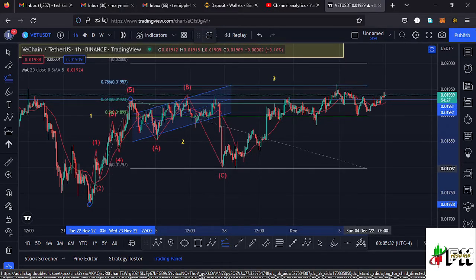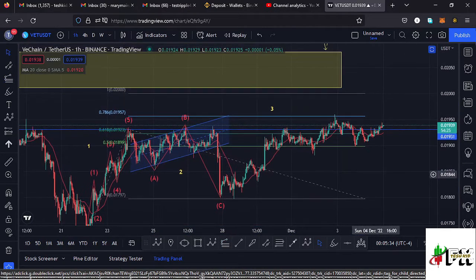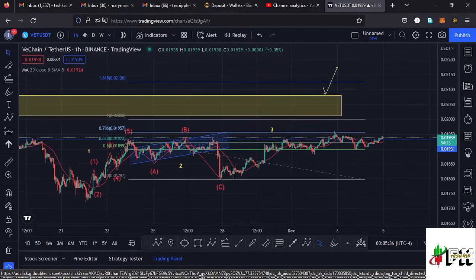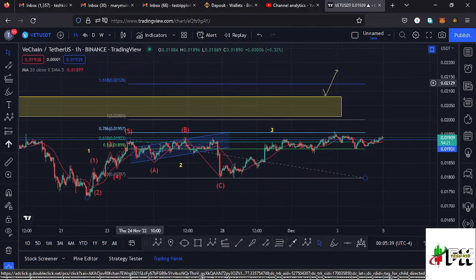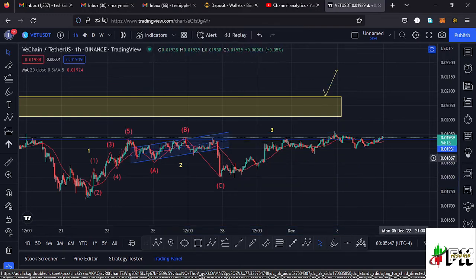That gives me a minimum target area to the upper side at the fib level 1.618, and that is at around the $0.02126 mark, which is slightly above the key area of resistance at around the $0.02 mark. And that gives me the short-term scenarios that I expect to play out over here.